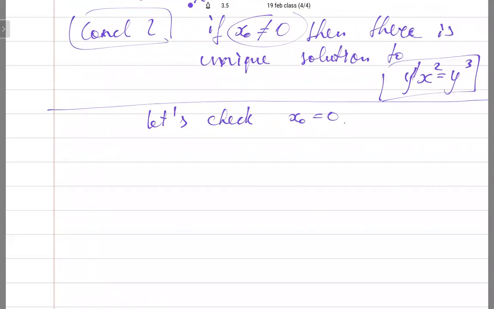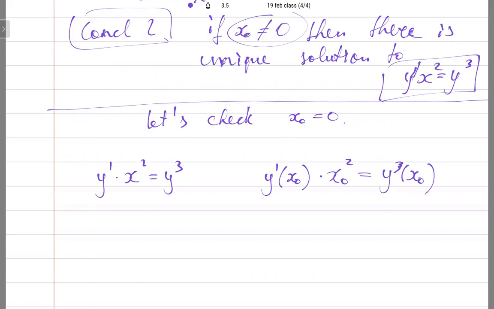Okay, first I look at the equation. It says y prime times x is y cube. So it follows that y prime at x0 times x0 should be equal to y cube at x0. If x0 is 0, then I may conclude that y of x0 should also be 0, because if the left-hand side is 0, then the right-hand side is also 0.